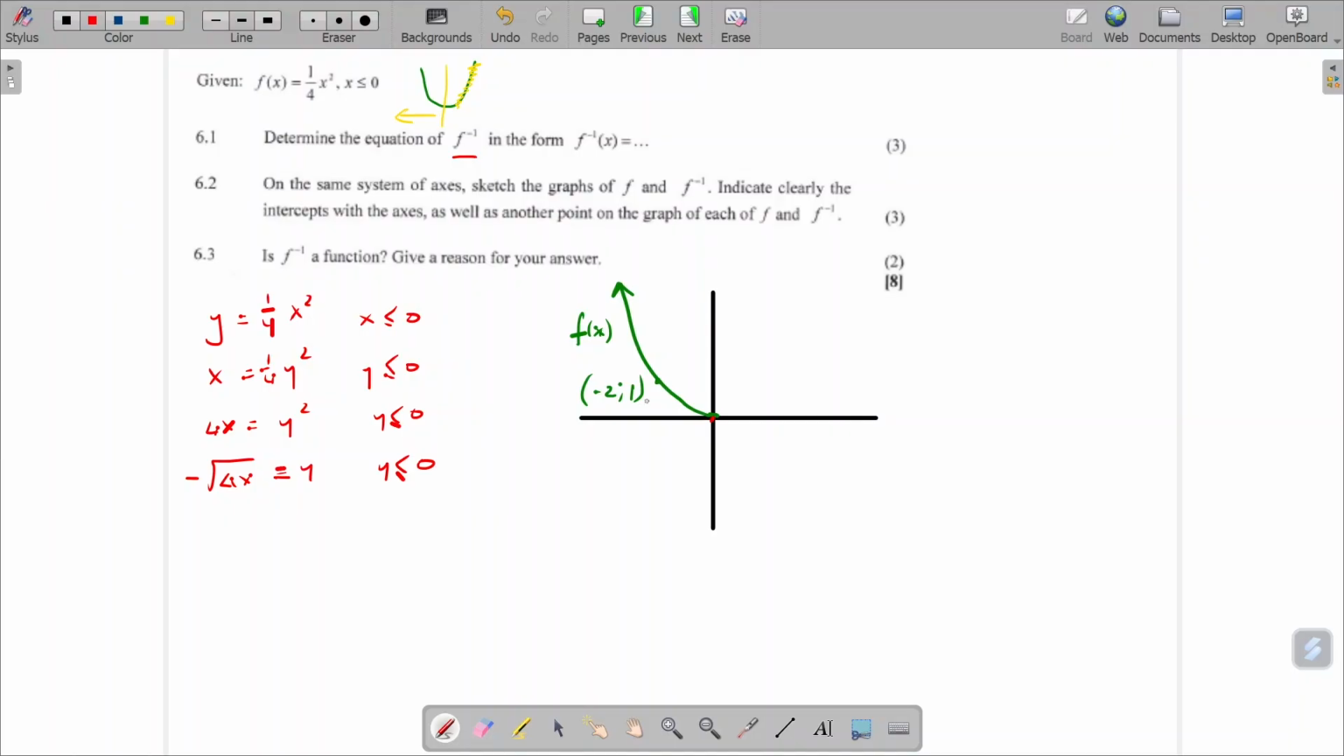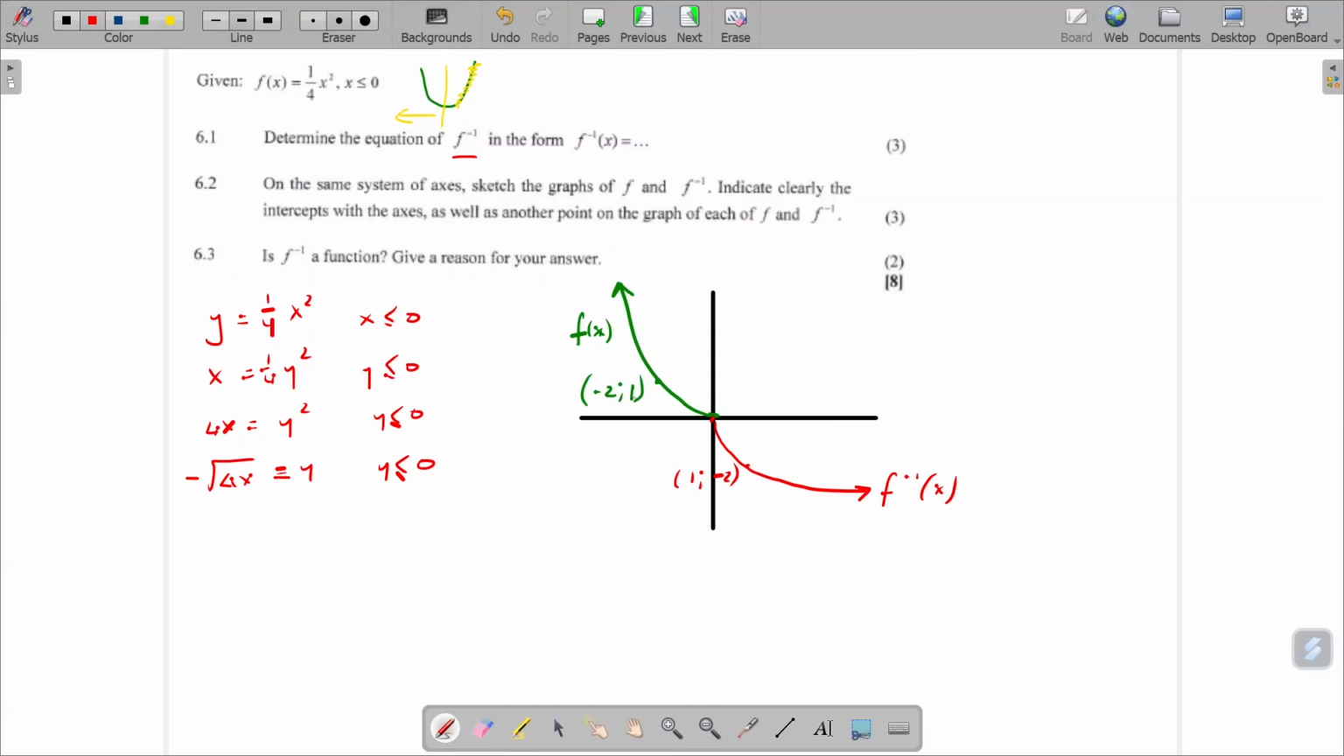And we want to now sketch the graph of f to the minus 1. Well, again, we know it's going to start at the origin. And we know that whereas this was the point minus 2, 1, it's now going to the point 1 and minus 2. So we know it's going to go through this point here, 1 and minus 2, and it's being a parabola over there. And this is the graph of the inverse function of x.